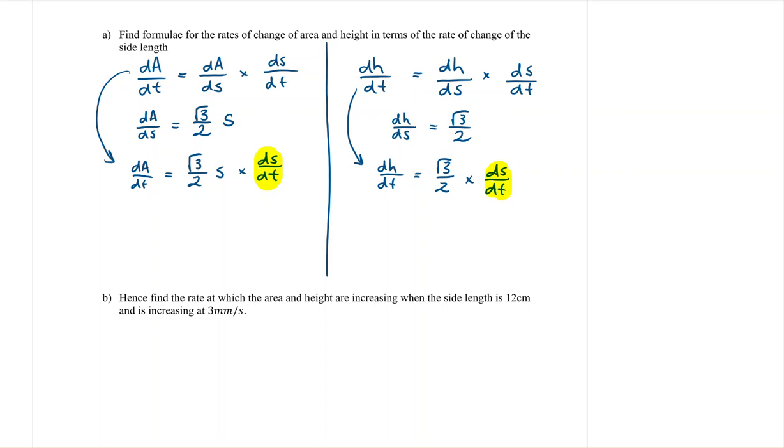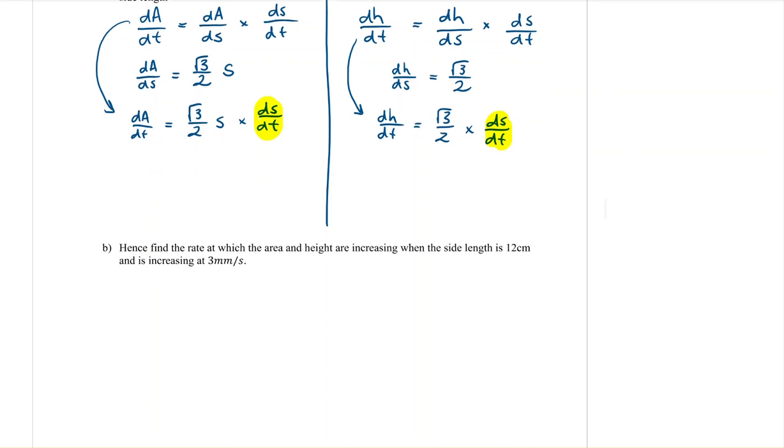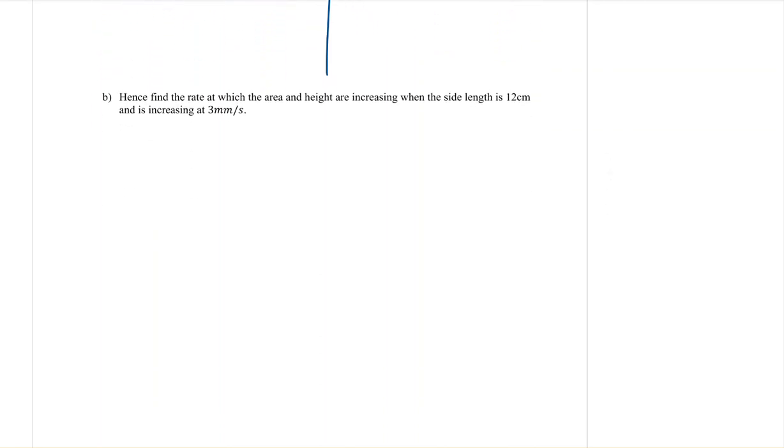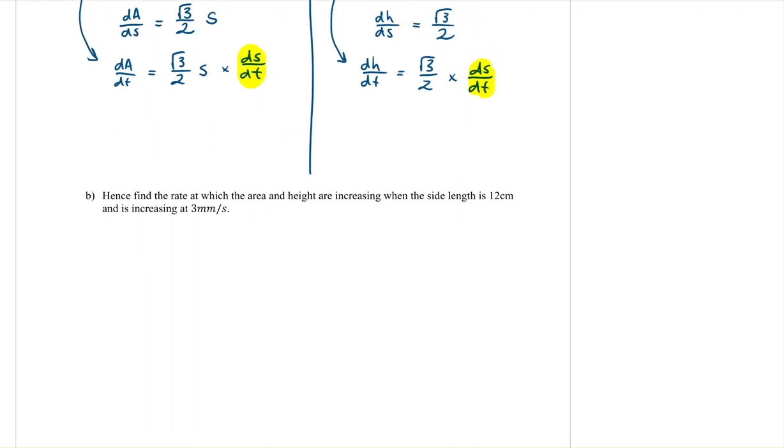Because when we look at this one, it says, hence find the rate of change in which the area and height are increasing when the side length is 12 centimeters and is increasing at 3 millimeters per, what's that S? Seconds. So it's confirming that time is what our rates are in terms of. So that's a unit that we're needing to use right there. So often looking at the units when you're given something like that will tell you what your variable is going to be in there.